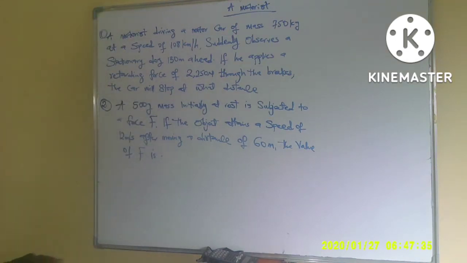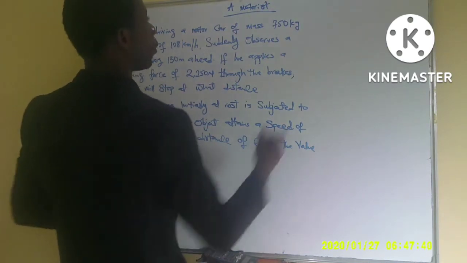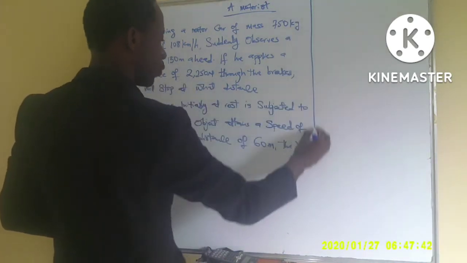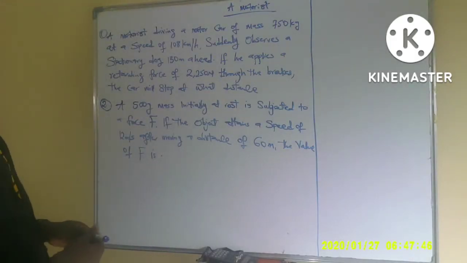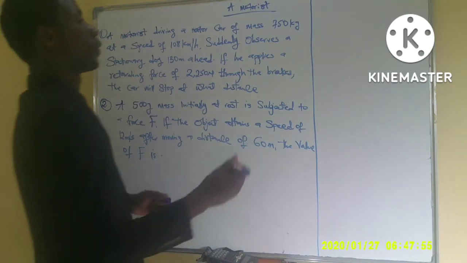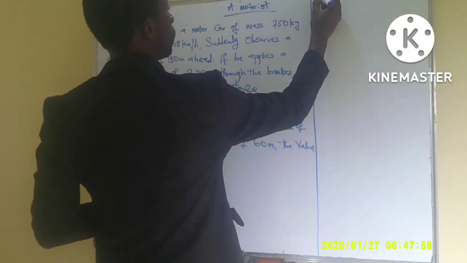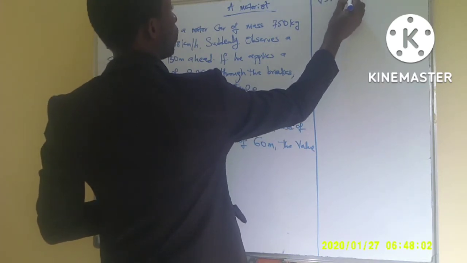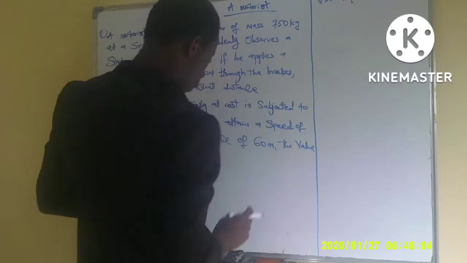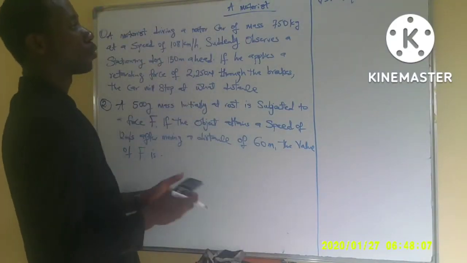Now, we are confronted with a question. A question came around and we have to treat it as urgent. A motorist is driving a car of mass at a speed of 108 km per hour. Let's say V is equal to 108 km per hour. So I want us to convert it quickly to meters per second.